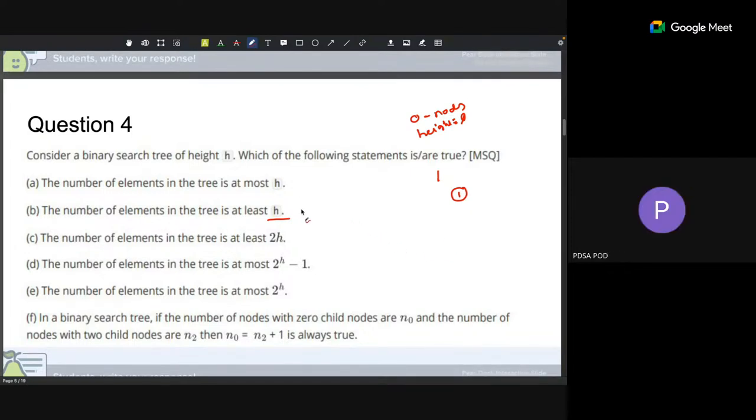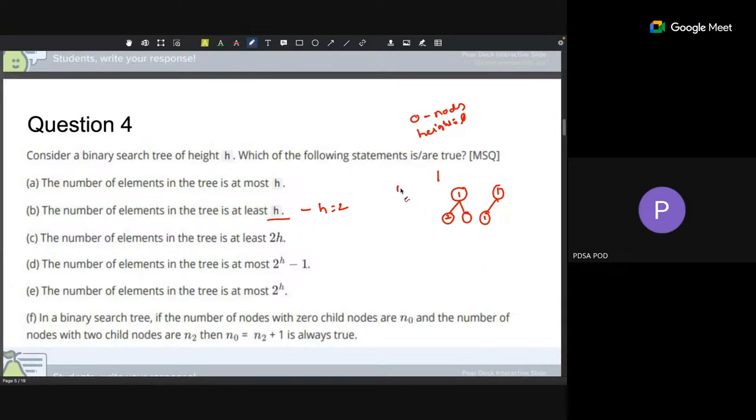So, for example, the height reaches 2. Clear? Then there is a possibility for the number of nodes: at least is one thing, but at most is different. You can have another 2 nodes, or you might have at least 1 node. That is what they asked: at least. They did not ask you at most. If it is at most, it's different.